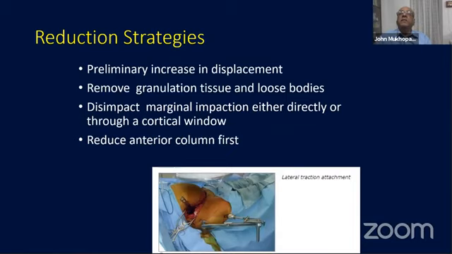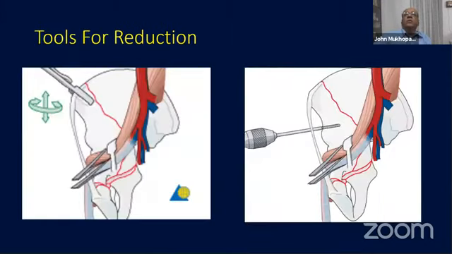Now, sometimes it may be necessary to increase the displacement and remove any granulation tissue, especially the later it is, the more likely it is that you'll have to remove tissue between the fracture sites. You need to disimpact the marginal impaction, either directly or through a cortical window. And I'll show you an example of that where there's articular impaction and we've been able to reduce it through the fracture window. And as I mentioned, it's usually the anterior column that you start with.